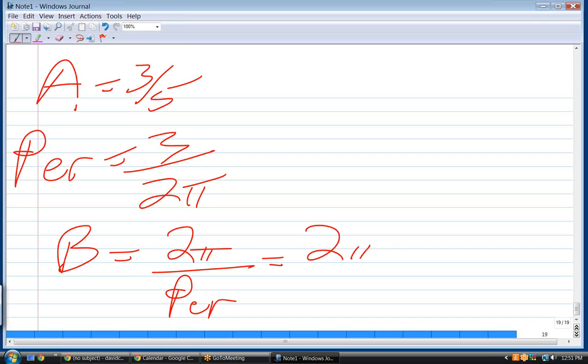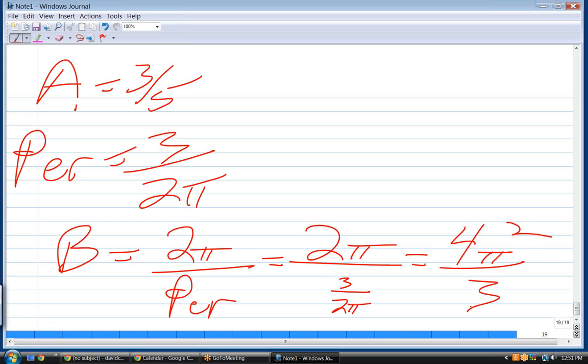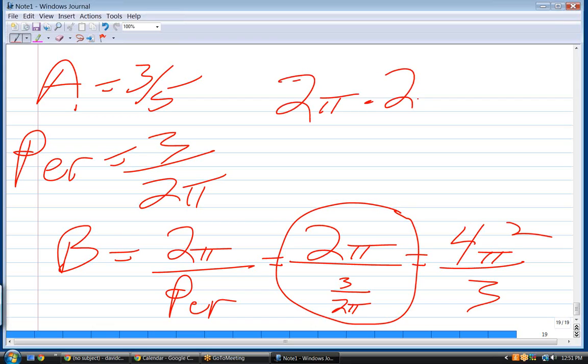Okay? So it's 2 pi over 3 over 2 pi. Flip and multiply, what do you get? That would be 4 pi squared over 3. In other words, the algebra involved is just flip the denominator and multiply. So you end up with 2 pi times 2 pi over 3. Well, that's 4 pi squared over 3.